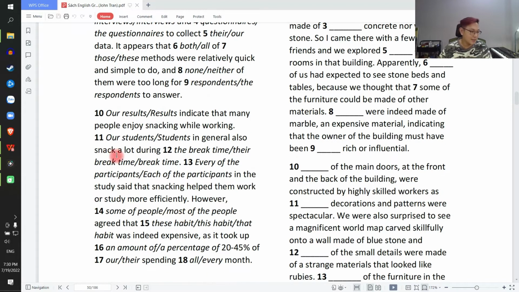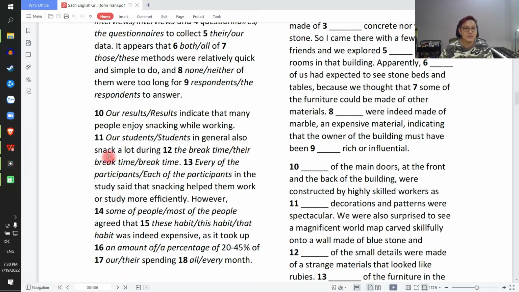Okay, and then number 10 is our results indicate that. We want to be clear whose result, what result. So we have to use our results. Cái chỗ này phải nói rõ ràng là cái kết quả gì, kết quả của ai, nó rõ ràng ra thì phải là kết quả của chúng tôi. Our results indicate that many people enjoy snacking while working.